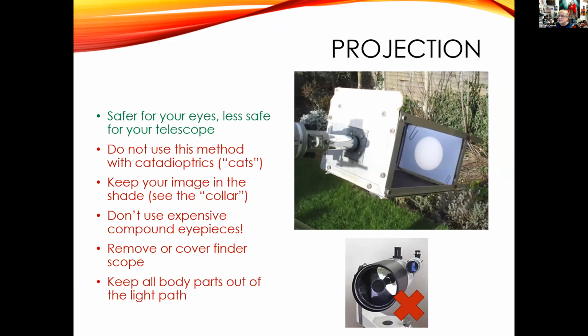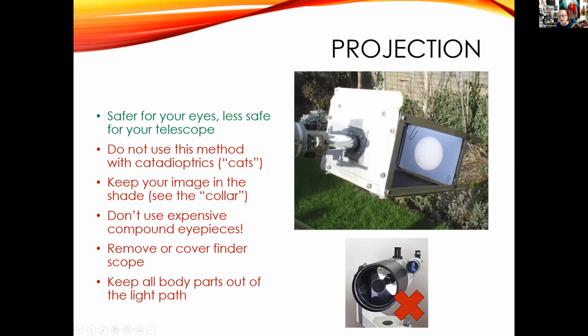However, it does put stress on your telescope because the full brunt of the sun's energy is passing through your telescope. So do not do this method if you have a compound catadioptric telescope. Also, you don't want to use your expensive compound eyepieces to do this as well.